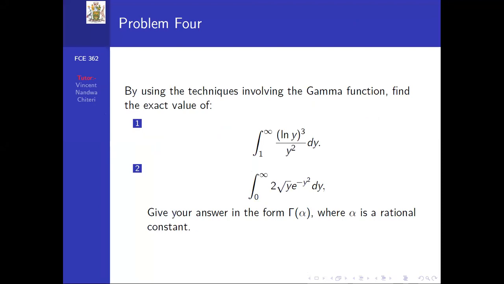So in this problem, we have to solve the improper integrals by using techniques of the gamma function. The first part involves an ln function, while the second part involves a square root function. In both cases, to be able to find their solutions, we have to retransform them so that they take the structure of the gamma function. So let's see how we do those transformations.